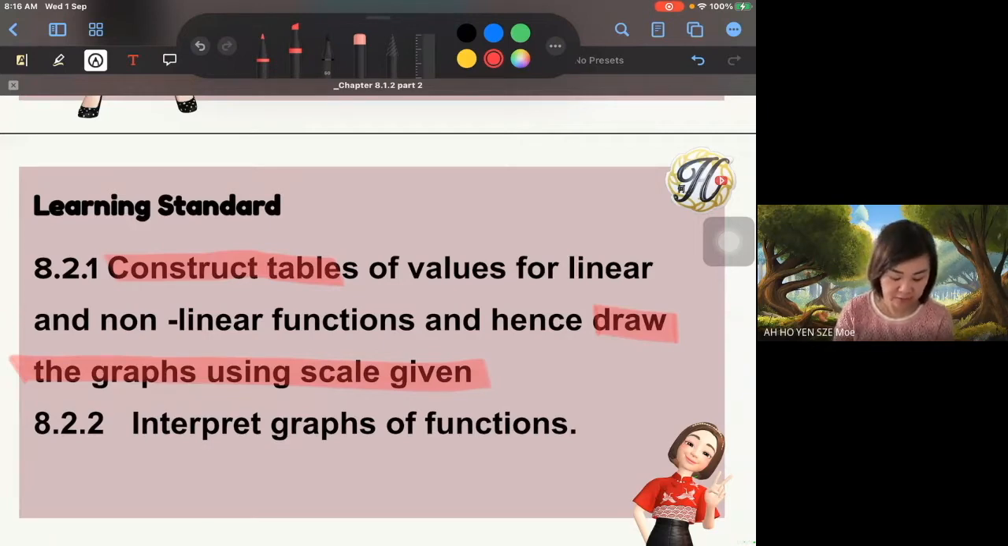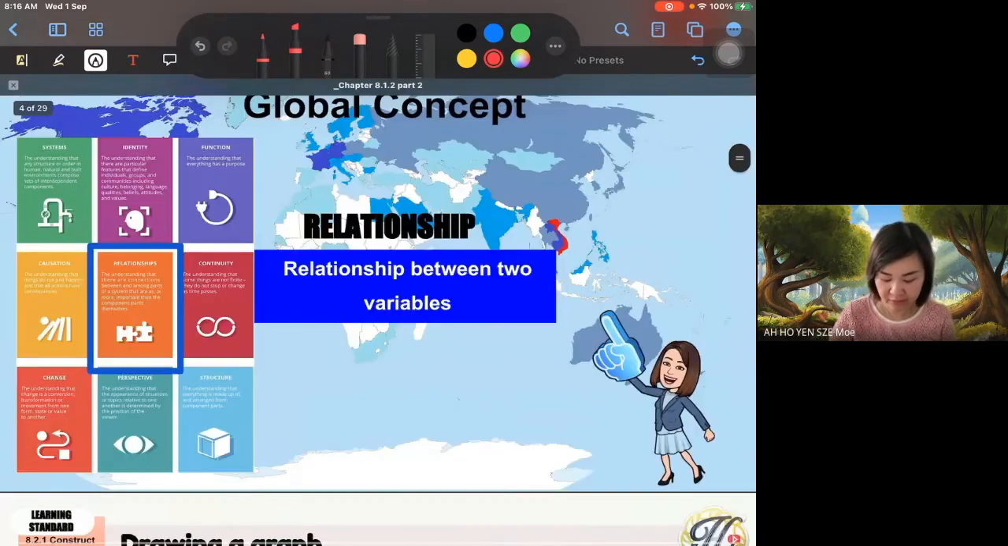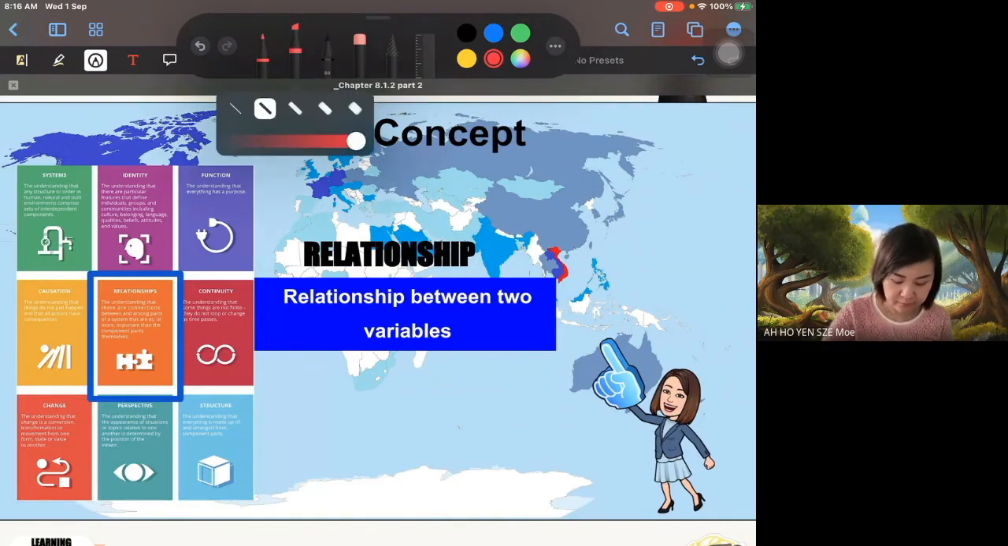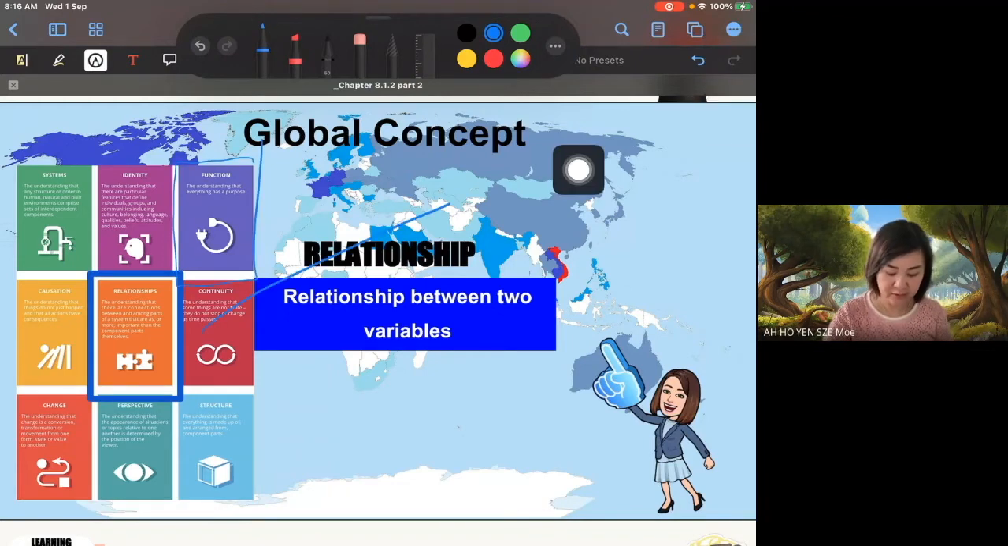Another one is interpret the graph of functions. That means you are given a graph, so you need to interpret it. Interpret means that you have to study the graph and get the answer from the graph. As usual, the global concept that can be related to this topic is relationship and function, because this topic is functions. So these two concepts, function and relations, I have to use here. Global concept.